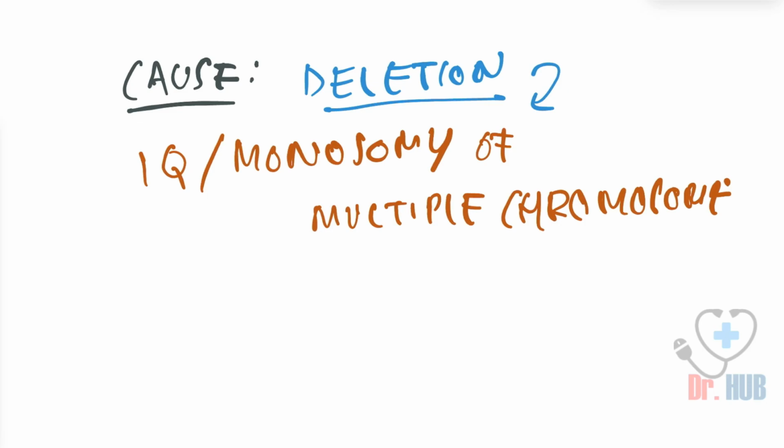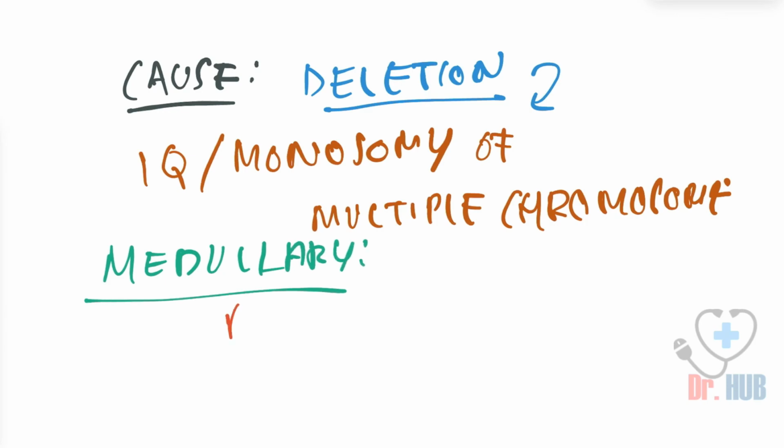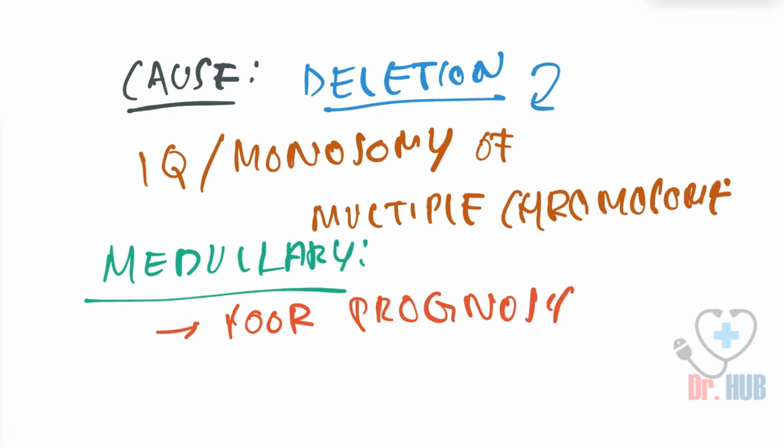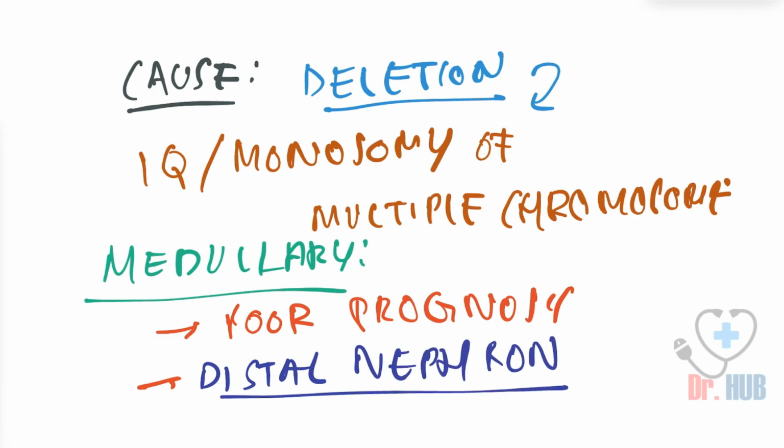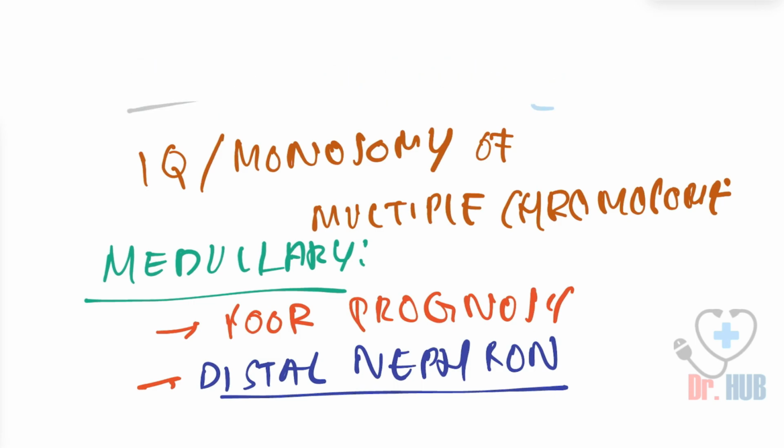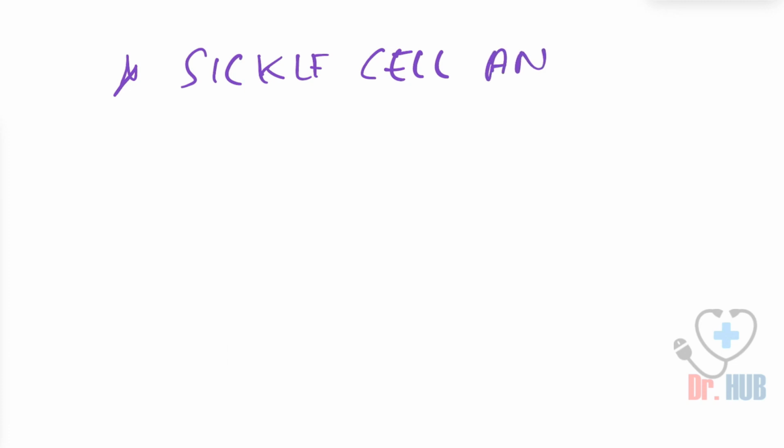Next we move on to the medullary type. What is special about the medullary type? The medullary type has a poor prognosis, and it originates from the distal nephron. So what is this associated with? The medullary type is associated with, this is important, sickle cell anemia.